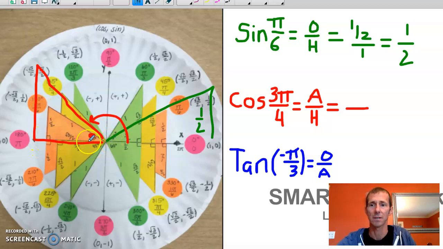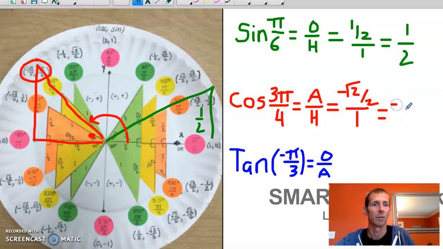So the adjacent side is down here on the bottom, and you can't see it because that is the wrong triangle. But up here you can see the coordinates, and you should have those. The adjacent side is the x value, which is negative rad 2 over 2. So that's where those coordinates are going to come in and help us. Negative rad 2 over 2. This is supposed to be a negative. Hypotenuse is still 1, so the answer would be negative rad 2 over 2.